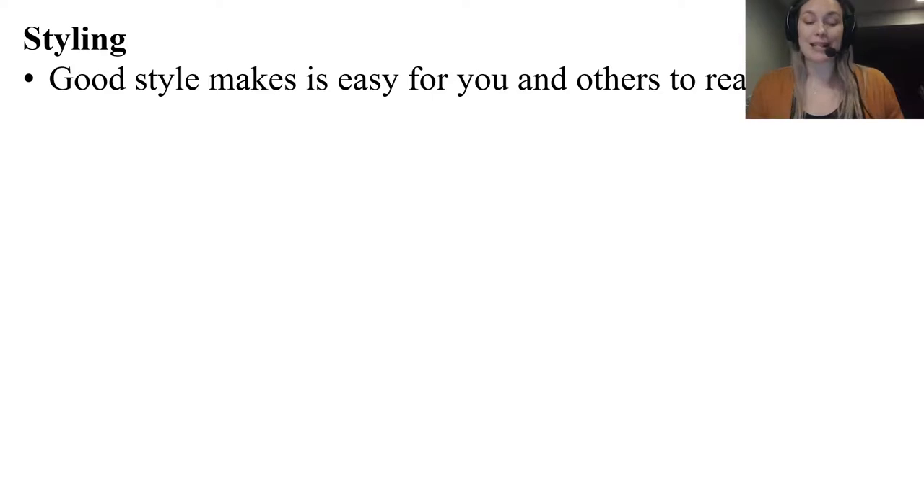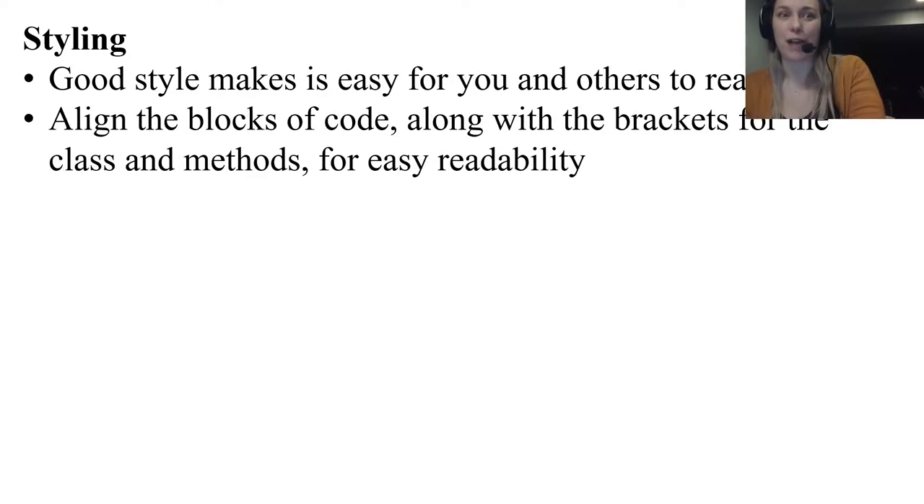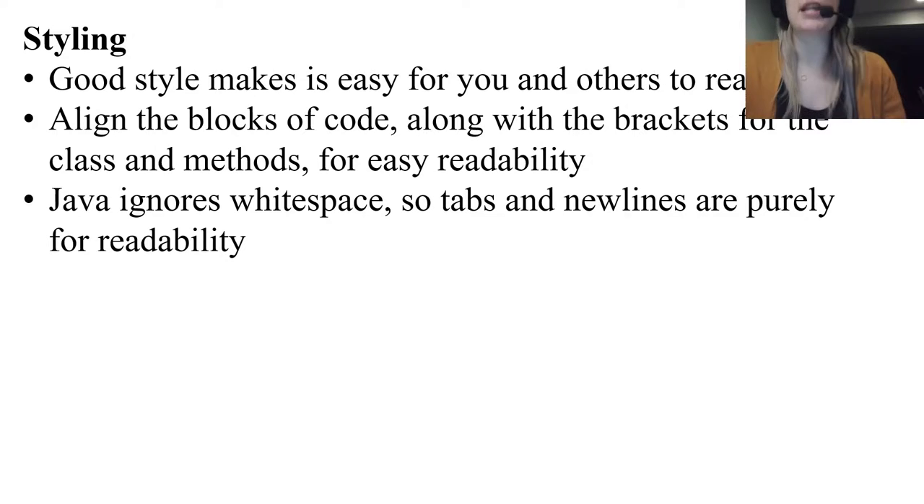Let's talk a little bit about styling here. Good style makes it easy for you and other programmers to read. So we really want to make sure that we're conforming to the style of a Java program, which means that we're aligning blocks of code, we're aligning brackets, and we're aligning statements just for easy readability. Java actually does ignore white space for the most part. There's a few exceptions, but for the most part, it ignores white space. So tabs, new lines, all of those things that we're including in our program are purely just so we as the programmer can read them.